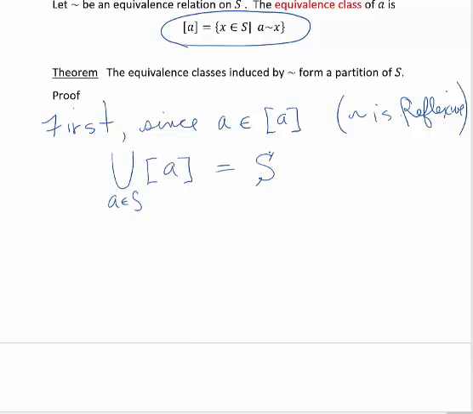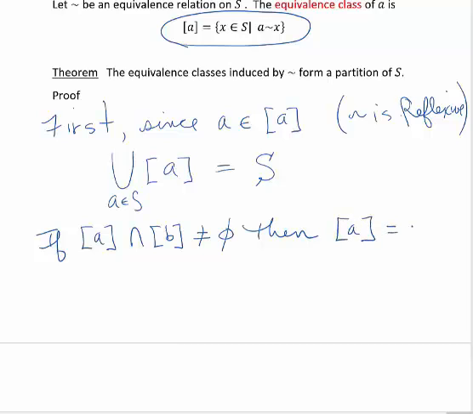Now, to prove that the equivalence classes are mutually exclusive, here's what we need: if the equivalence class of A intersect the equivalence class of B isn't empty, then they are equal. The equivalence class of A is equal to the equivalence class of B. That's what we need to show in order to show that the equivalence classes are pairwise disjoint.